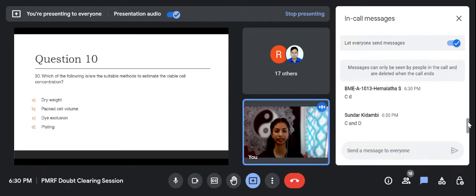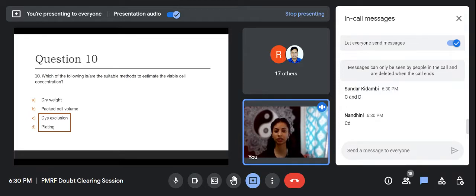Some same answers, some varying answers. Alright. The answer is, in fact, dye exclusion and plating. So C and D is the correct answer. The reason dry weight and packed cell volume cannot be used is that you're taking the total mass present in your reaction. So you can't differentiate whether the cells are alive or not. Even dead cells will have a mass, and they will add to the mass that you're estimating by either dry weight or packed cell volume.